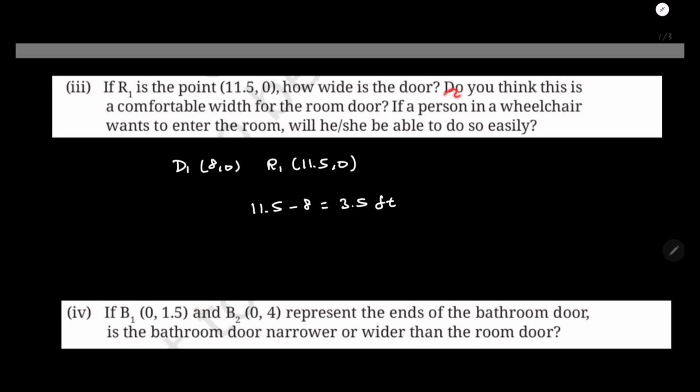The continuation question: do you think this is a comfortable width for the room door? Yes, 3.5 feet is a very comfortable width for the room door because it's a very wide door. And next, if a person in a wheelchair wants to enter the room, will he or she be able to do so easily? Yes, because the wheelchair width is less than 3.5 feet. Definitely, that's why a person can enter the room easily. So this is the answer.